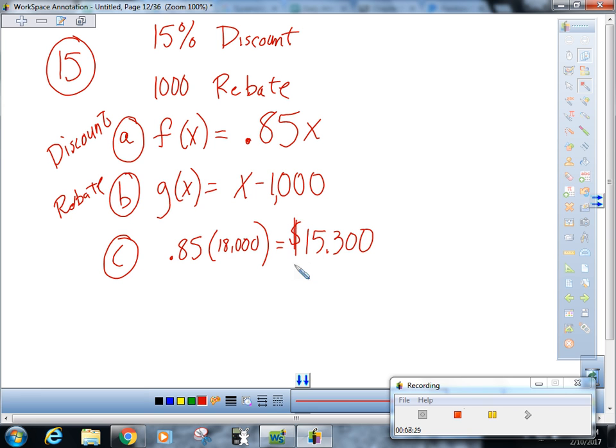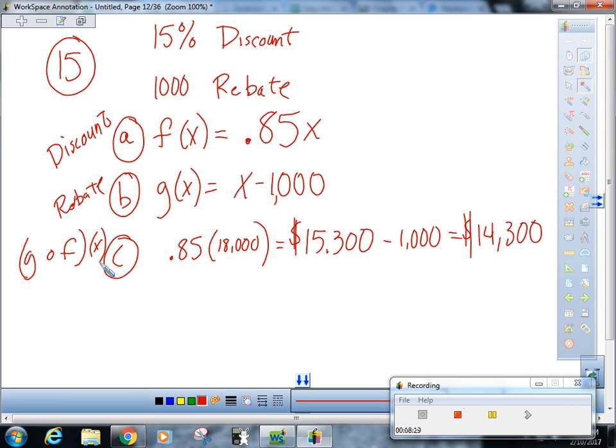And then what are we going to apply next? Then we're going to apply the rebate. Okay? So then I'll just write minus 1,000 equals $14,300. Okay? Now, I want you to know what you just did. You just did G of F of X. That's what part C was.